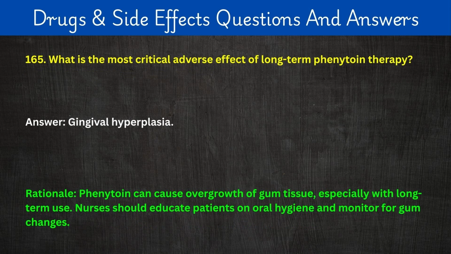165. What is the most critical adverse effect of long-term phenytoin therapy? Answer: gingival hyperplasia. Rationale: phenytoin can cause overgrowth of gum tissue, especially with long-term use. Nurses should educate patients on oral hygiene and monitor for gum changes.